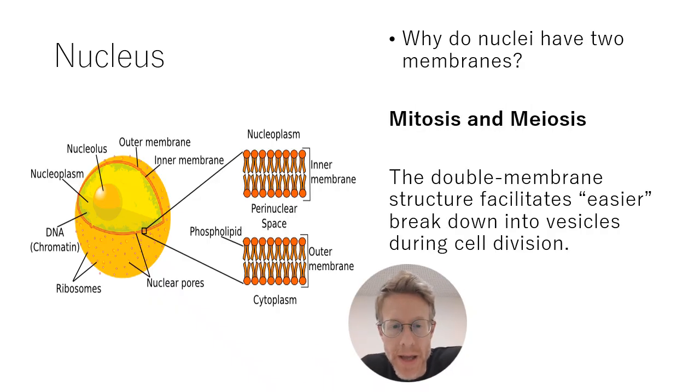The other reason they have 2 membranes is to facilitate mitosis and meiosis. Mitosis and meiosis are cell division, and during cell division, the nuclear membrane has to break down so that the DNA, the chromosomes, the genetic material, within the nucleus can be divided up into daughter cells. And so a double membrane allows that nuclear membrane to break down. When it breaks down, it actually forms these vesicles, and the double membrane structure makes that easier to happen.